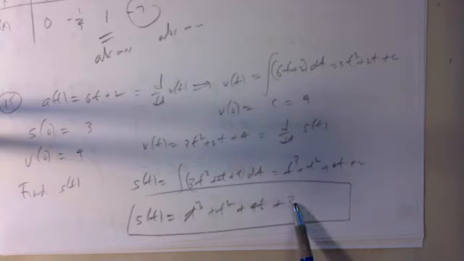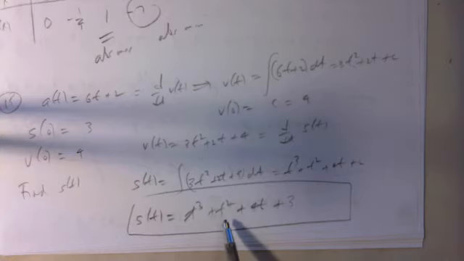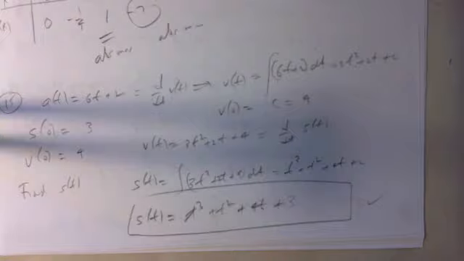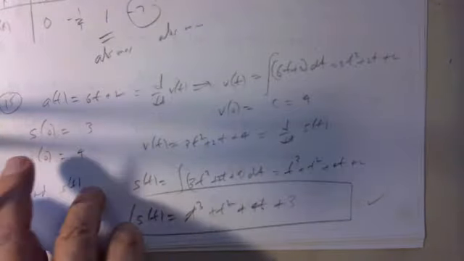Position at time 0 is 3. Differentiate, you get 3t squared plus 2t plus 4. The velocity at time 0 is 4. Differentiate for the acceleration, 6t plus 2. So everything works out perfectly. Questions? Okay.